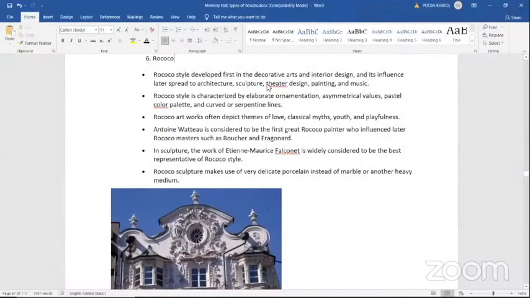First, it was in decorative arts and interior design, Rococo style. Then its influence spread in architecture, sculpture, theatre design, painting, etc. Pastel color palette, elaborate ornamentation, as you can see. The artworks often depict the themes of love, classical myths, youth, and playfulness. Very Greek and Roman influence.